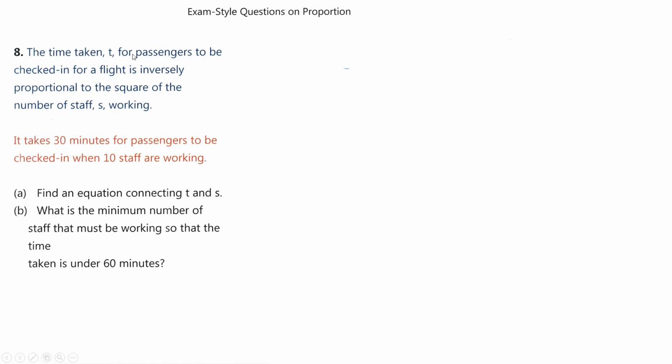Question 8. The time taken, T, for passengers to be checked in for a flight is inversely, keyword, proportional to the square of the number of staff, S, working. So we've got 2 letters, T and S. So T is inversely proportional to the square of the number of staff working. So 1 over S squared, because it's inversely proportional to the square. So if it's square, it's S squared, inversely proportional 1 over S squared. Here's the key information. So T is K divided by S squared.